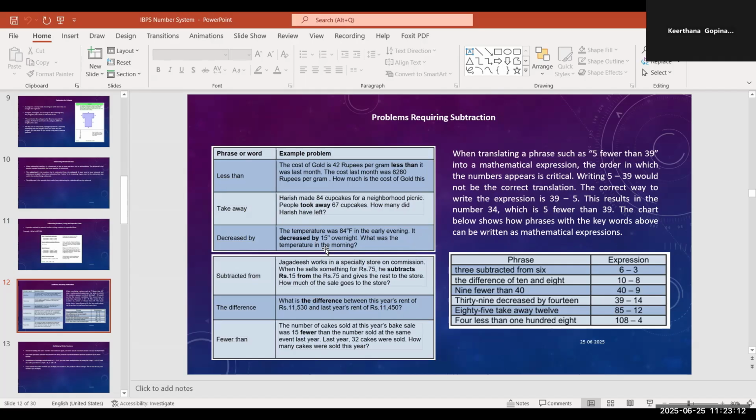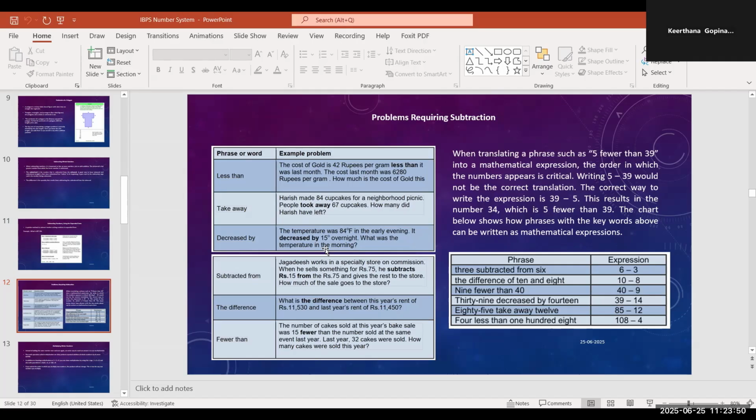So look at these phrases. 3 subtracted from 6 means actually 6 should be the minuend and 3 is the subtrahend. Difference of 10 and 8. Here 10 should be the minuend and 8 should be the subtrahend. 9 fewer than 40. Sometimes, when we are working with speed, when there is a time constraint, we tend to make a mistake on this. 9 fewer than 40. We write 9 minus 40. Some people do that.